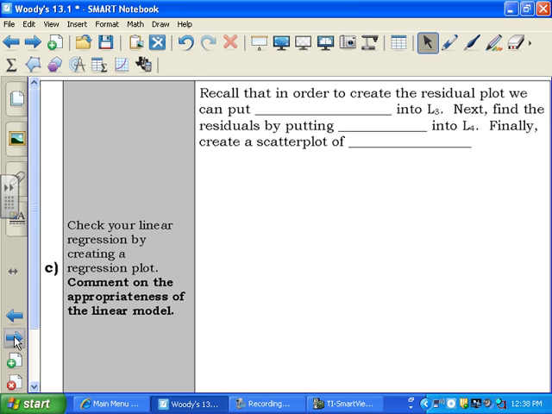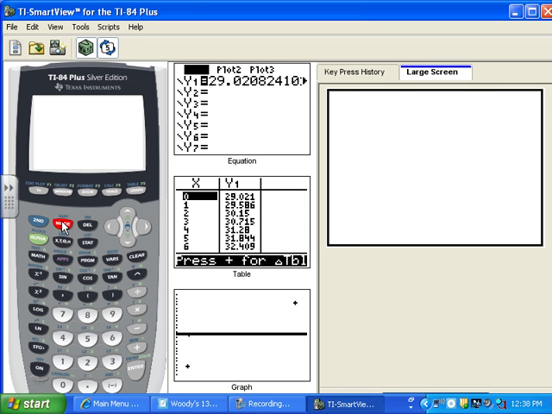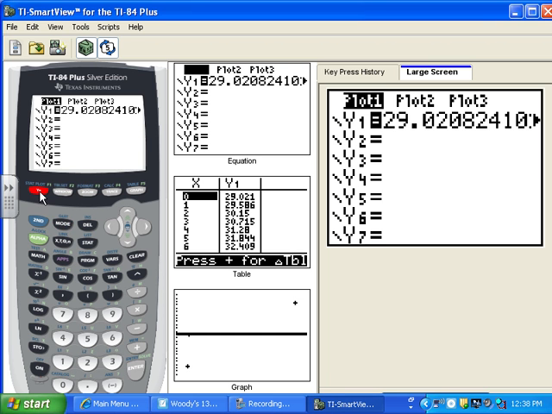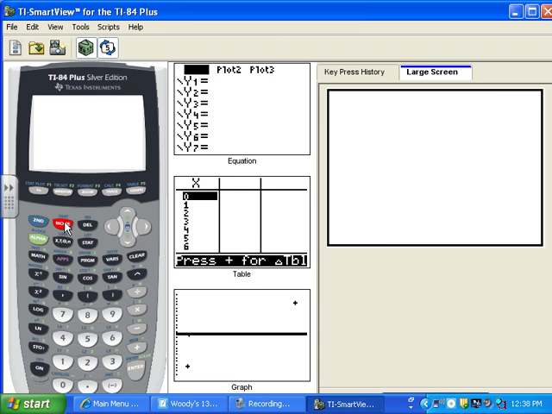Next thing I'd like to do is create a residual plot. Do we remember how to create a residual plot? Yes, we do. We can do it by hand, but I would suggest not doing it by hand. First off, you're going to need to clear your Y value out there so you don't have an equation. And then you will need to make a scatter plot of your residuals.